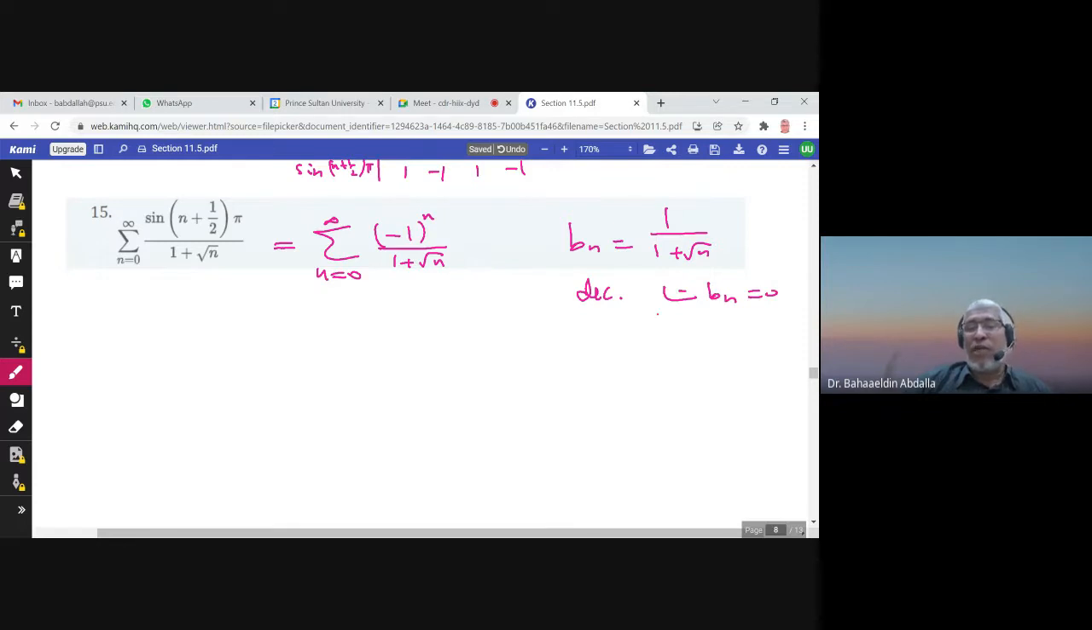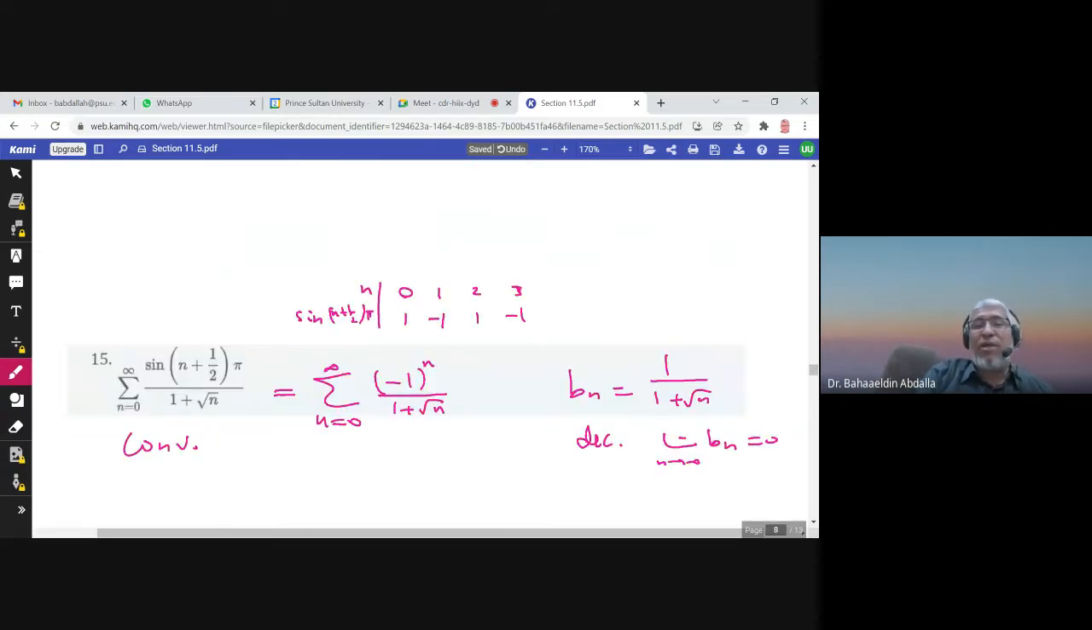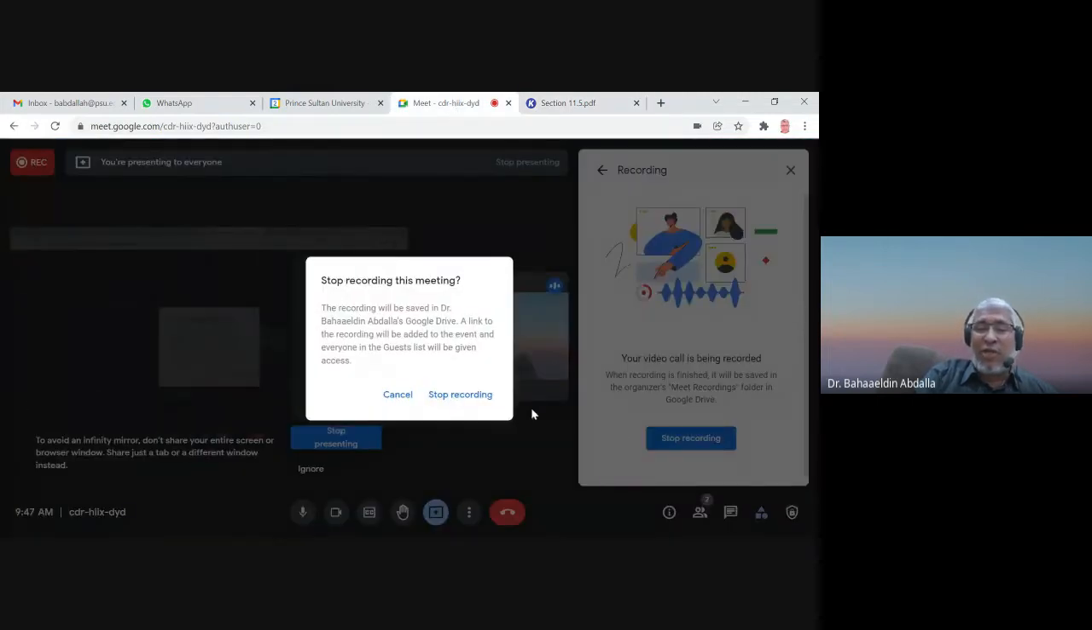So by alternating series test, this series converges. Please write the steps carefully. This is the end. I'll stop here. Hopefully you understand the alternating series test.